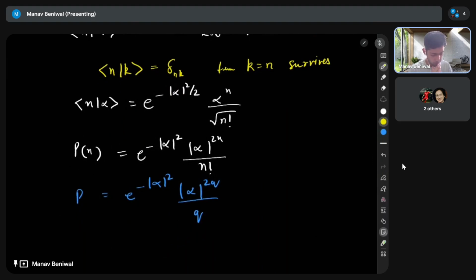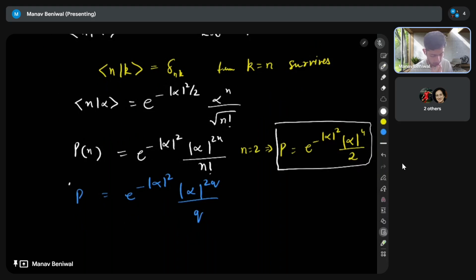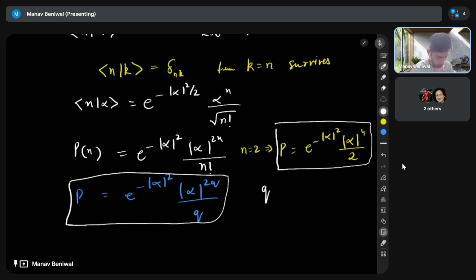So if we put n is equals to 2 here, that will give us probability as e to the minus mod alpha square multiplied by mod alpha to the power 4, and 2 factorial is just 2. Now if we compare both of them, this equation and this equation, what do we find q to be? We find that q is 2.